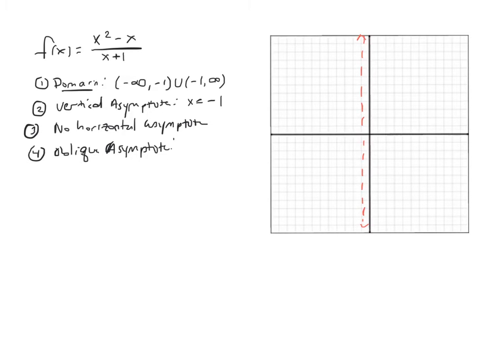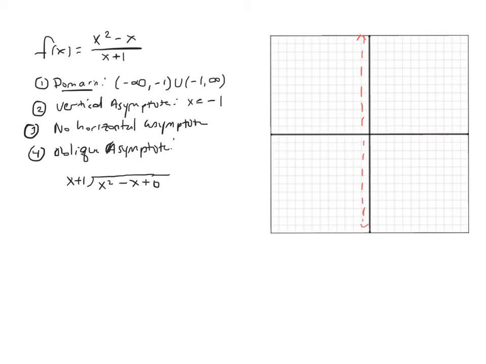Because the degree of the numerator is 1 more than the degree of the denominator. And we're going to find that by dividing. So x plus 1 into x squared minus x. And I'll add my plus 0.